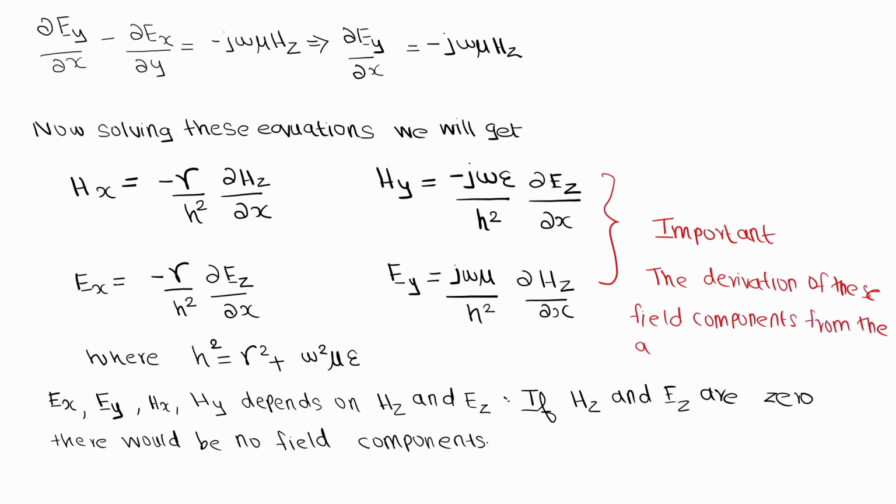When Hy and Ey are compared, Hy depends on Ez and Ey depends on Hz. The Y component of the magnetic field will depend on the Z component of the electric field, and also the Y component of the electric field will depend on the Z component of the magnetic field.